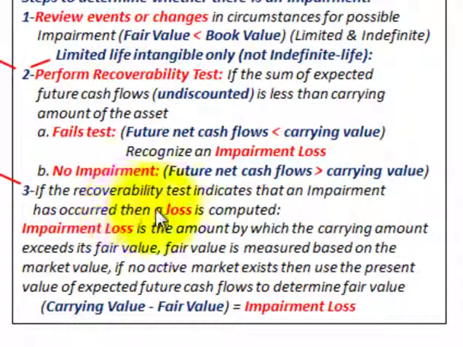Now step 3, if the recoverability test that we performed above indicates that an impairment has occurred, then the loss is computed. This is the impairment loss, the amount by which the carrying amount exceeds the fair value. Now the fair value is measured based on the market value. If no active market exists for determining a fair value, then you would use the present value of the expected future cash flows to determine the fair value. In any case, you're going to come up with your impairment loss. That's going to be your carrying value minus your fair value equals your impairment loss.